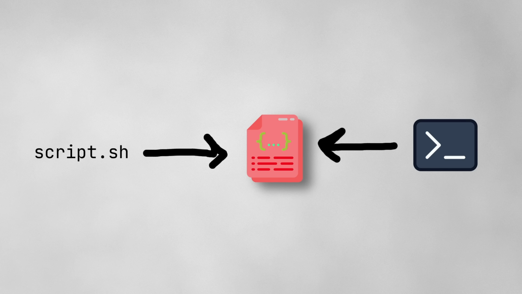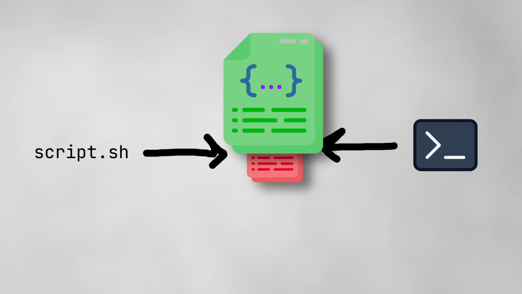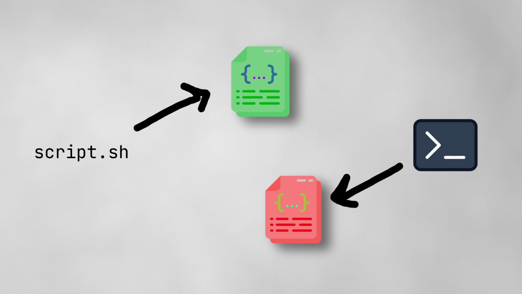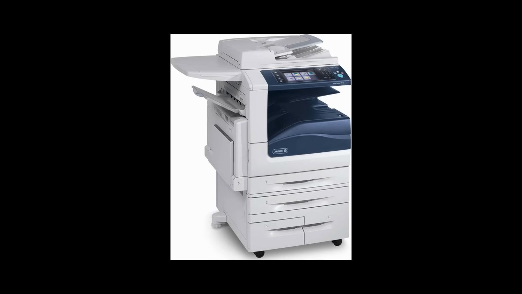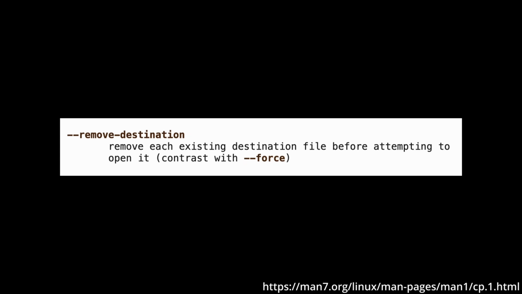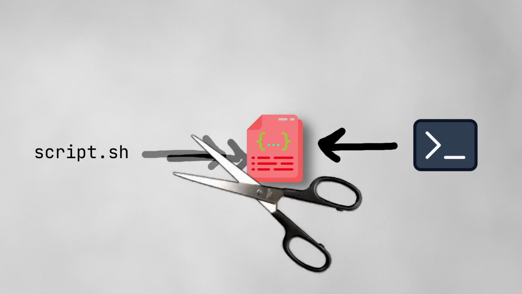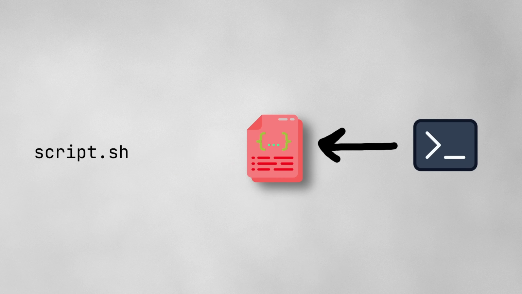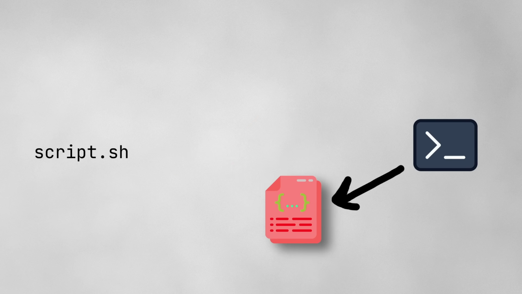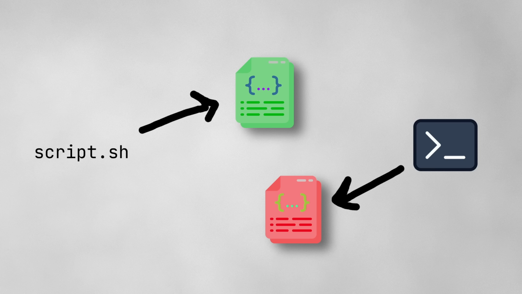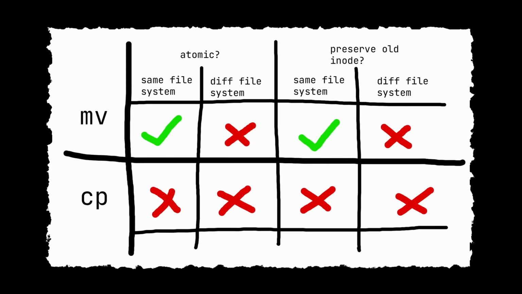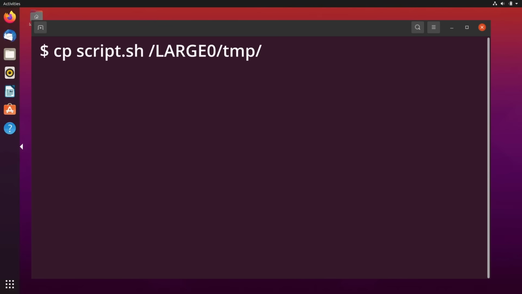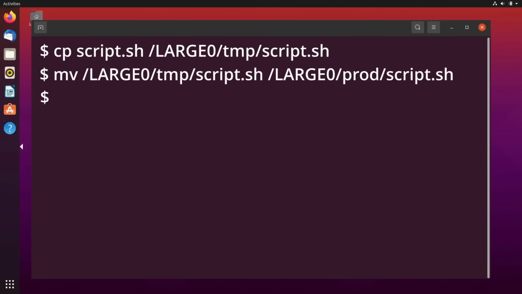So obviously, the issue would never have happened if the script update was deployed using a method that doesn't modify the inode in place, such as mv. If you prefer copying over moving, there is a cp flag called remove destination, which will unlink the old inode so that existing processes can continue to read from it and create a brand new inode for the new file content. However, please note that neither of these are fully atomic across different file systems. So if you want something that's absolutely safe, you can always write the new script to a temporary file in the same file system or folder, and then do the rename.